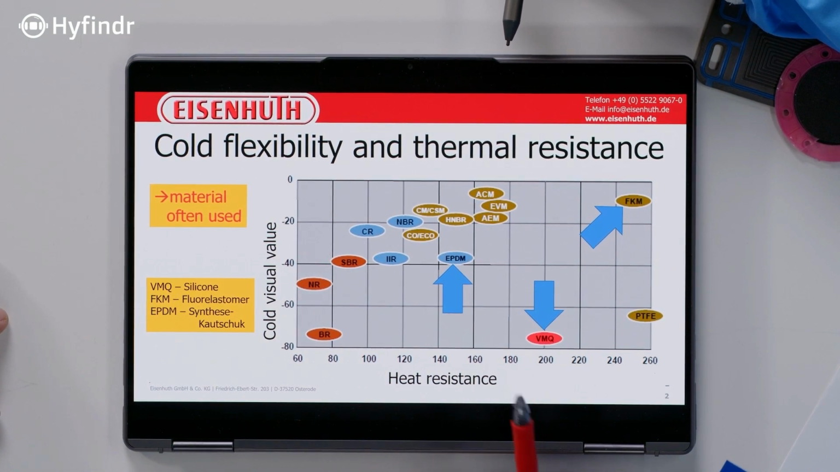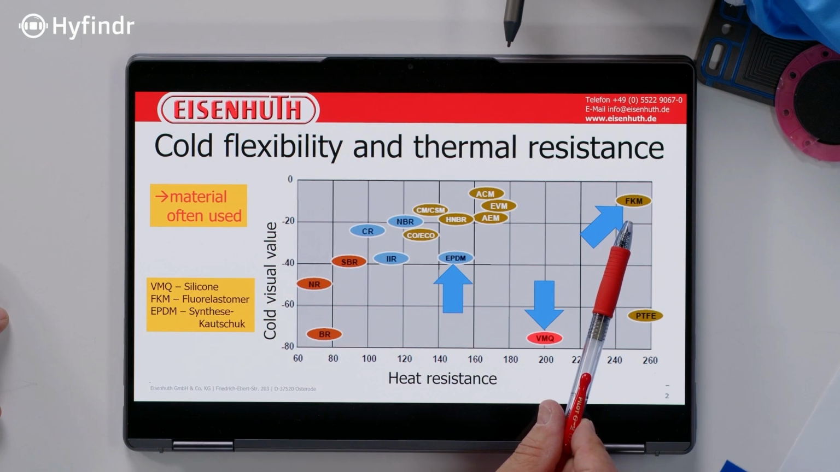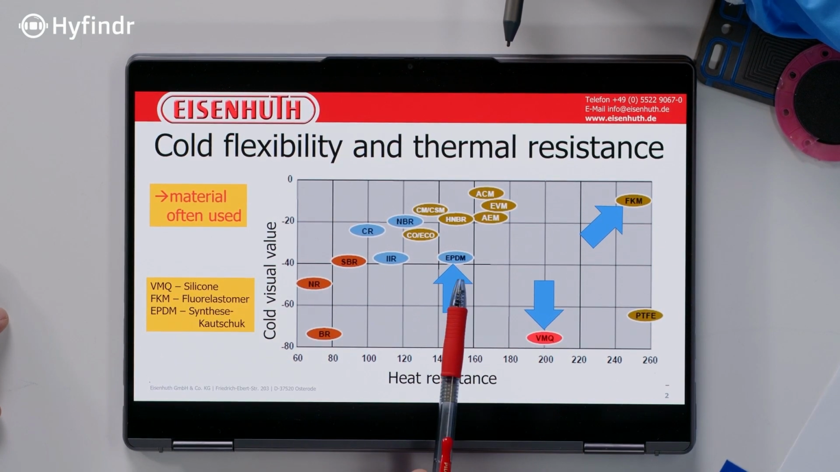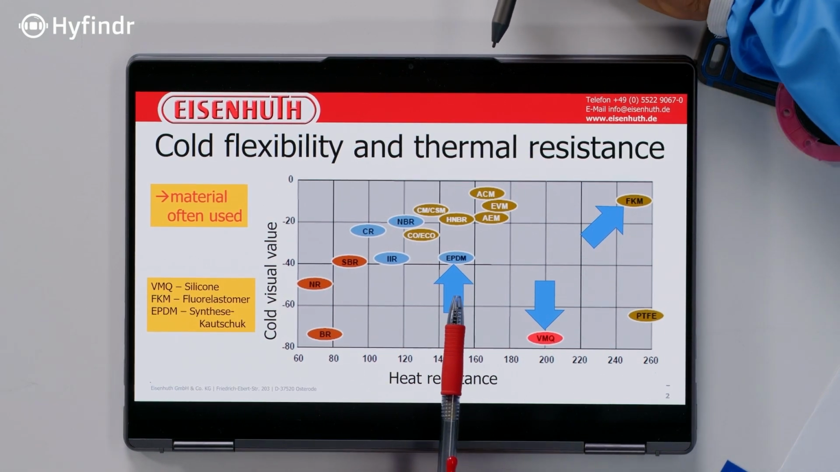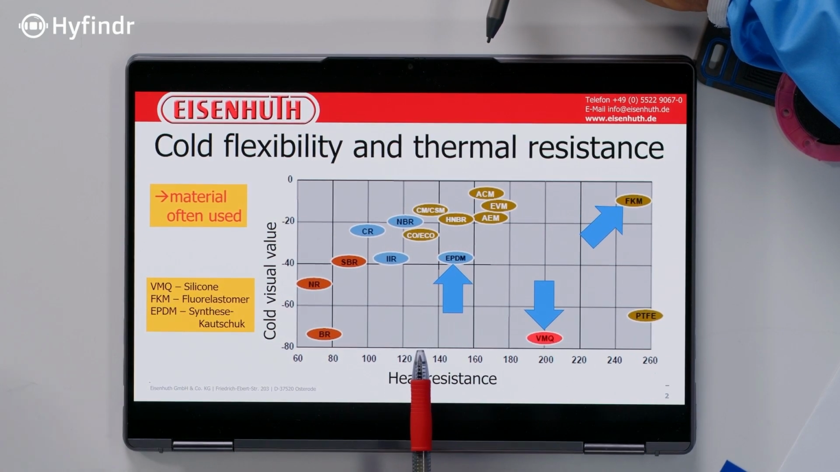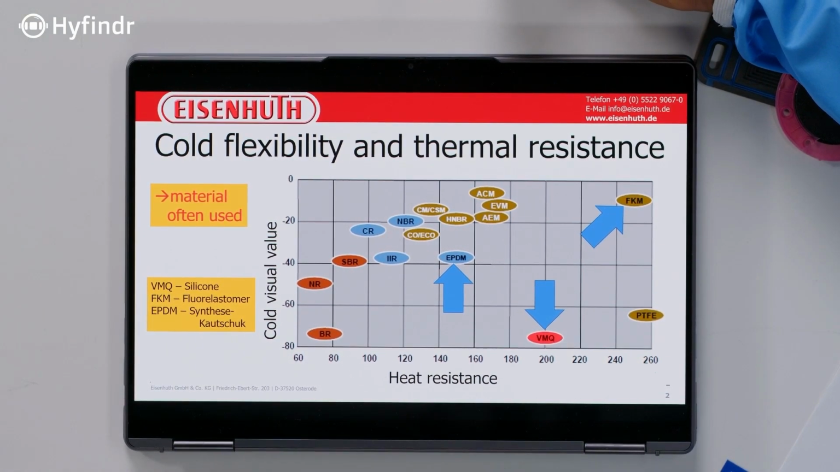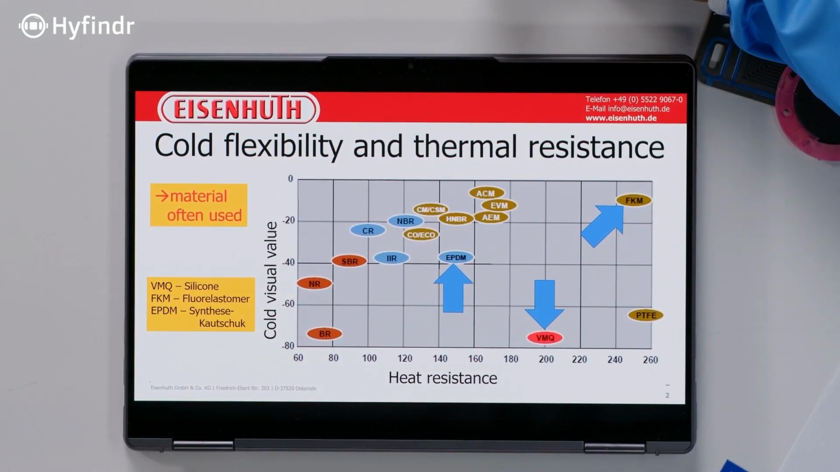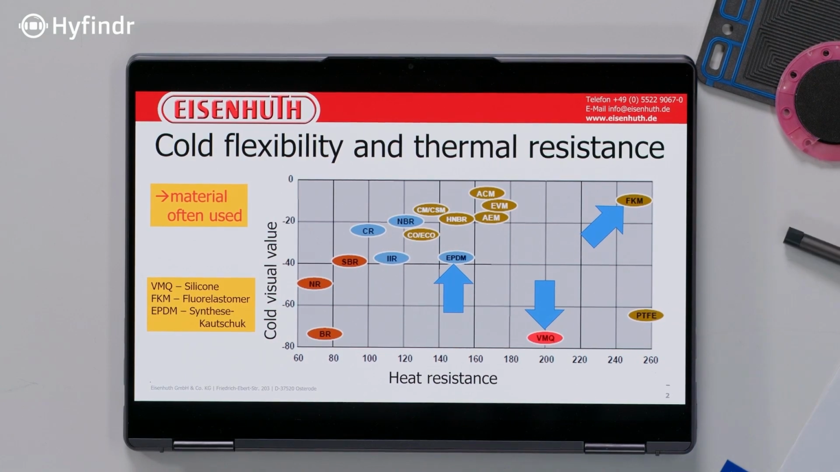However, for higher temperature, you can use the fluoroelastomer material, or what we very often use, because it has better pricing and has a better performance against hydrogen, is the so-called EPDM. So it is kind of synthetic rubber. I will not explain the detail of what EPDM stands for. It's a very complicated issue.